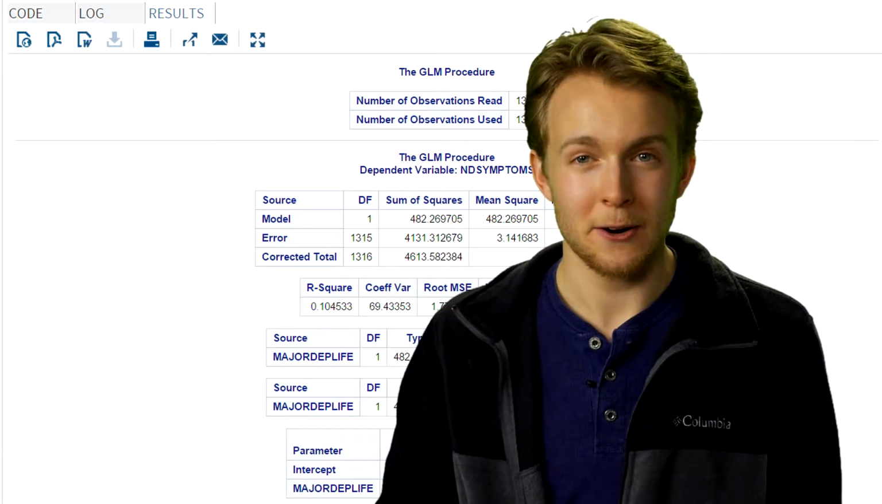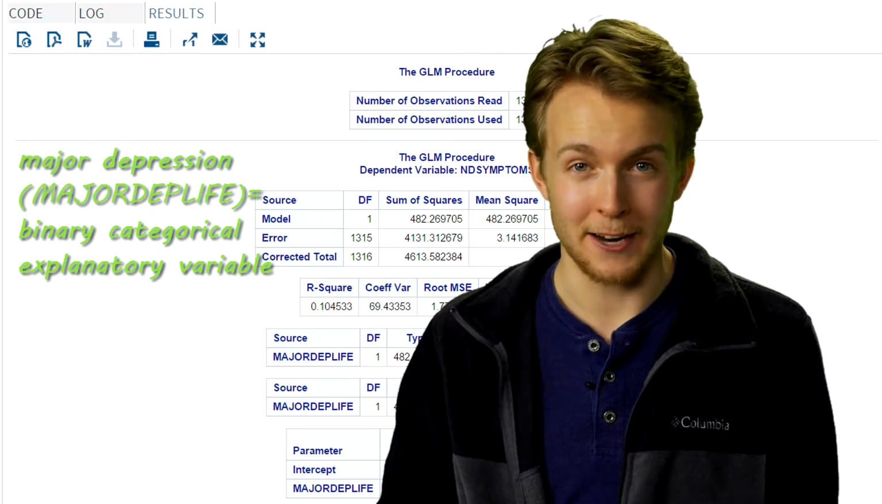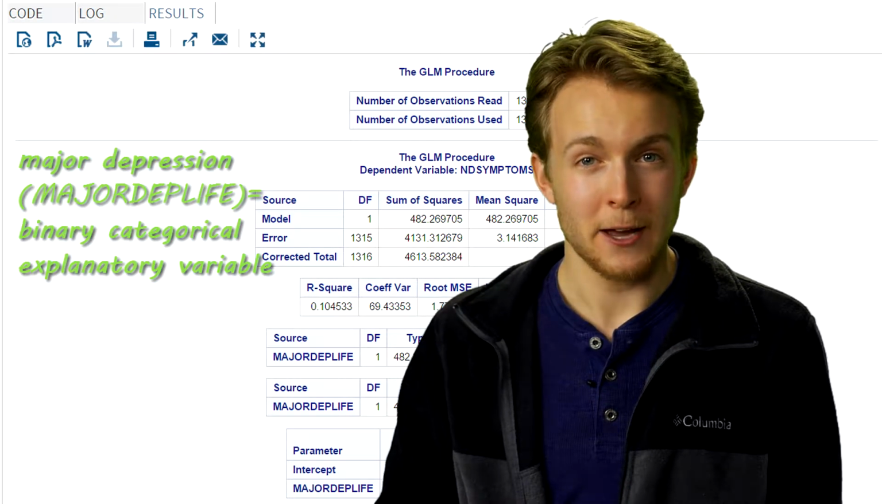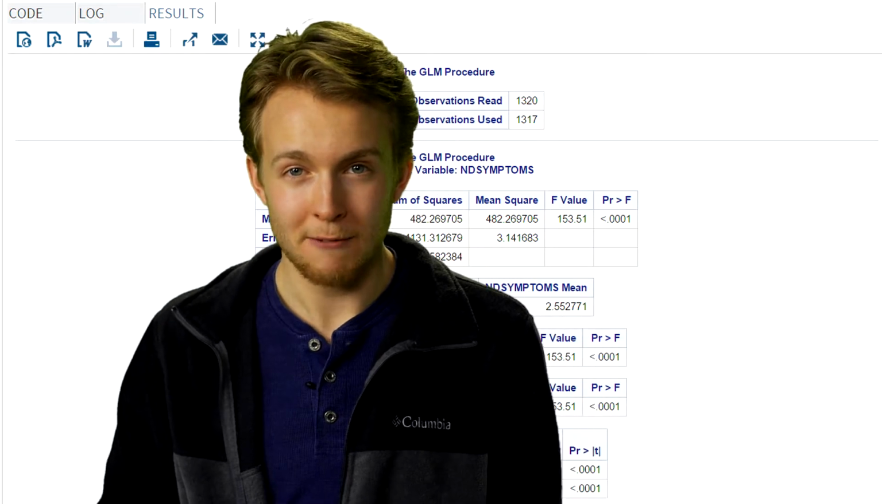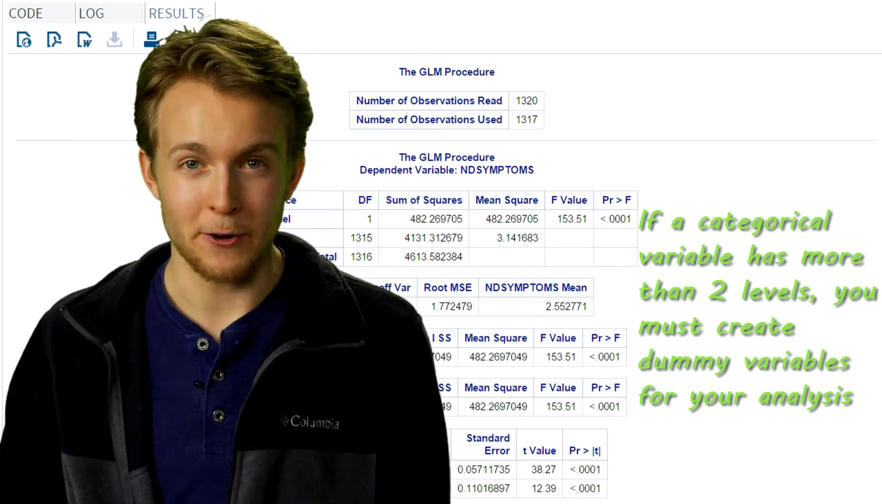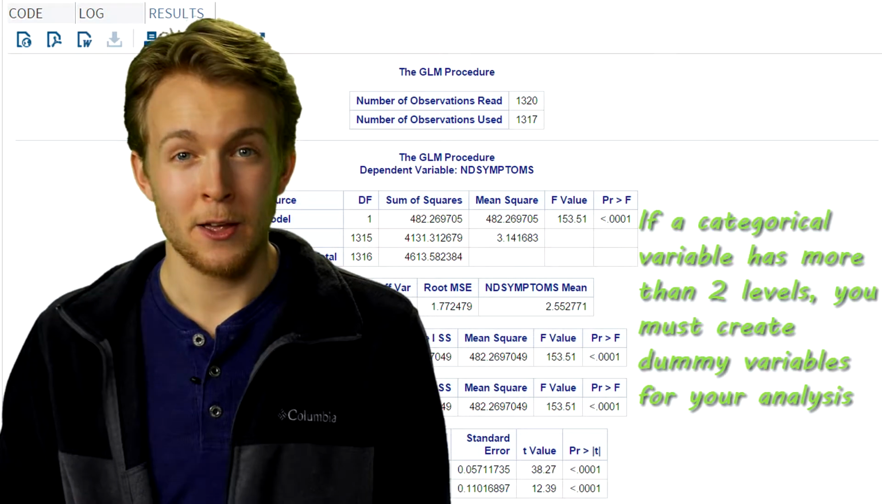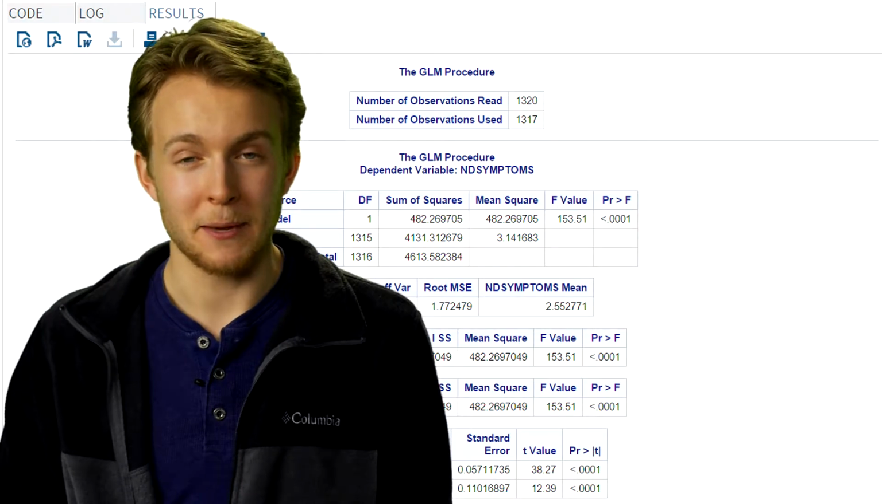Also note that the categorical variable is a binary categorical variable. If your categorical variable has more than 2 levels, you will need to create dummy variables for your analysis. We'll go over this process in supplementary material.